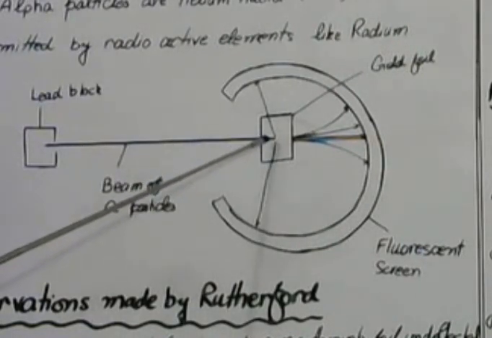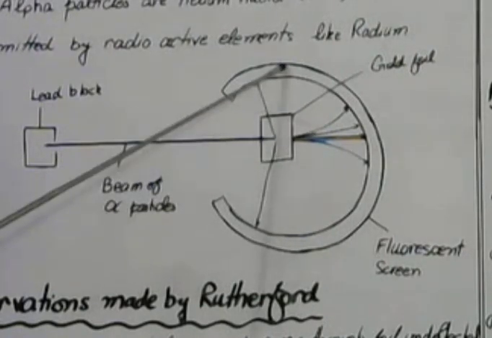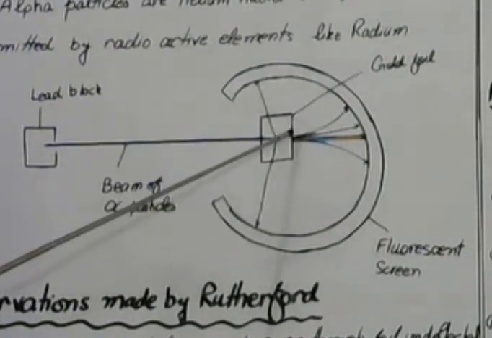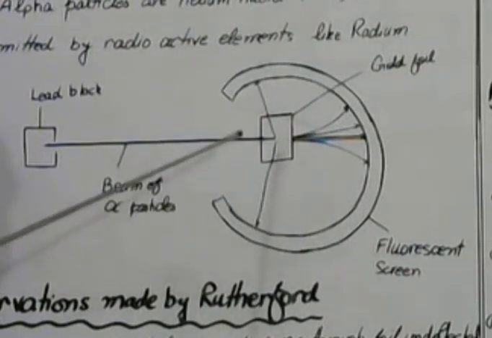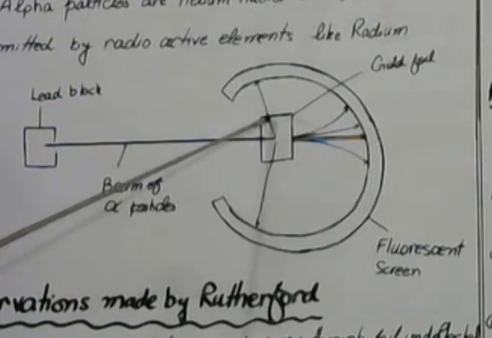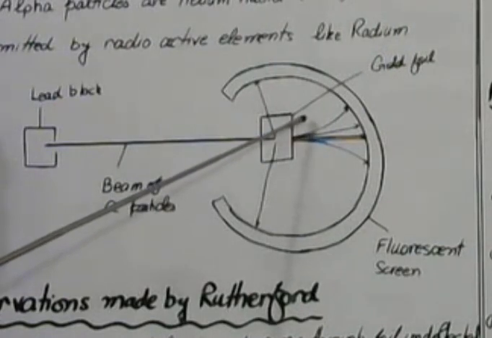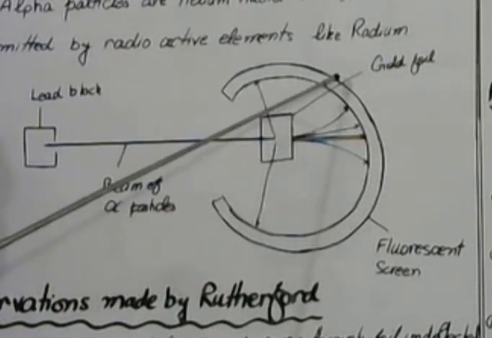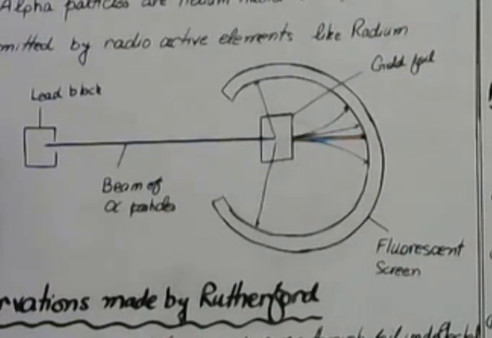When the beam of alpha particles hit the gold foil, he saw that some of the particles were bounced back, some of them were bounced at fairly large angles, while most of the particles passed totally through the gold foil and hit the zinc sulfide fluorescent screen and produced the fogging.